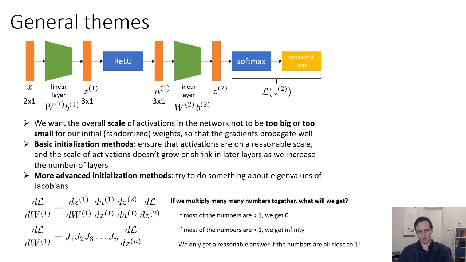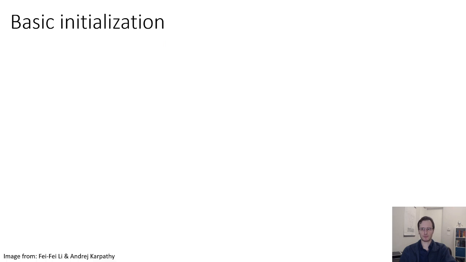Now that's for scalar values. For matrices, this means having their eigenvalues be close to 1. So the more advanced methods we'll discuss will basically try to initialize the network so that these Jacobians have eigenvalues close to 1. But first, we'll talk about the basic initialization methods, and those are just going to try to keep the magnitude of the activations about the same at all the layers. And this is actually good enough in most cases.